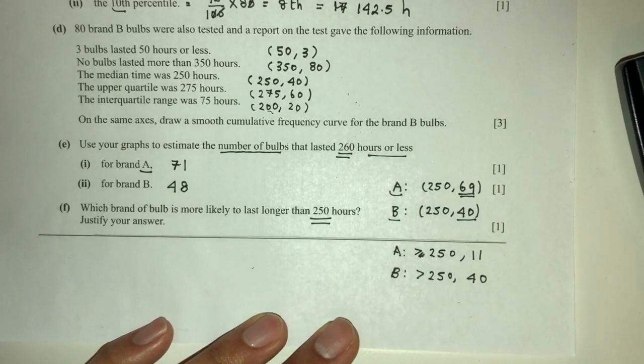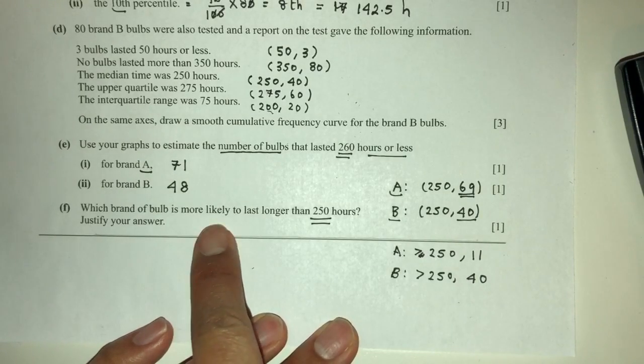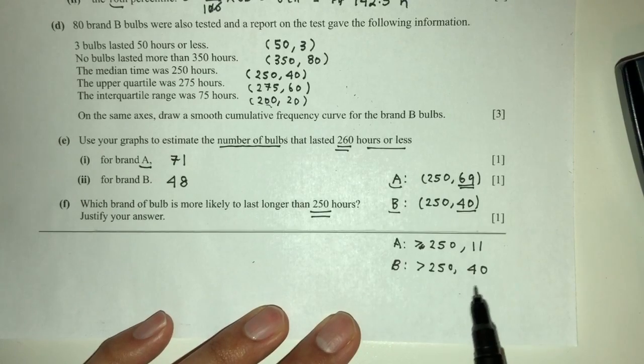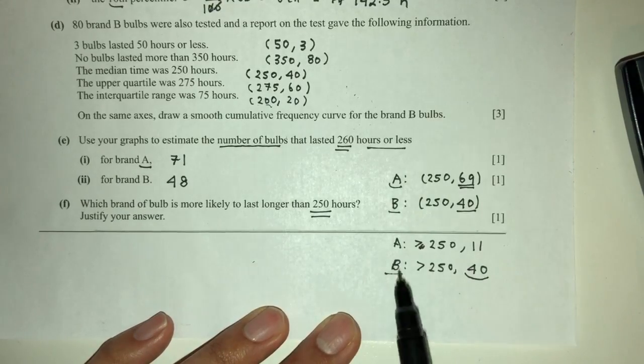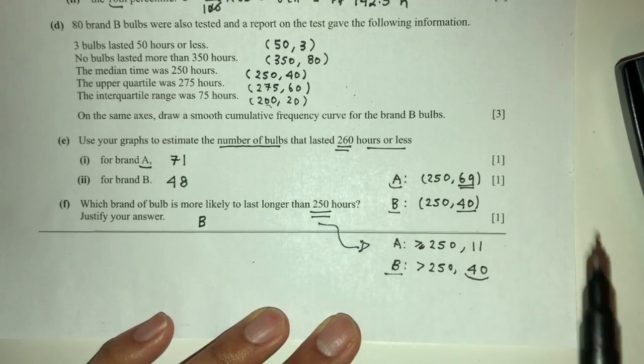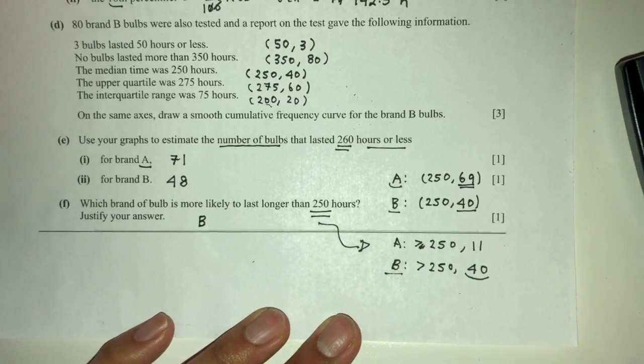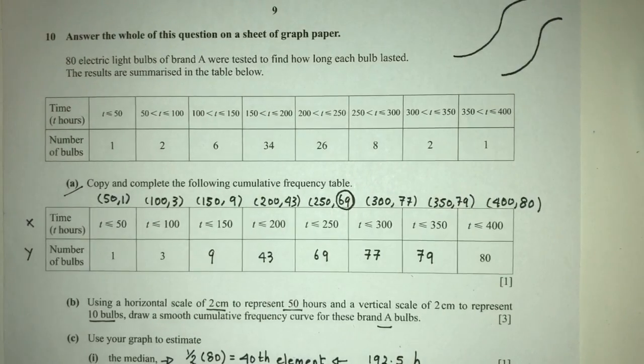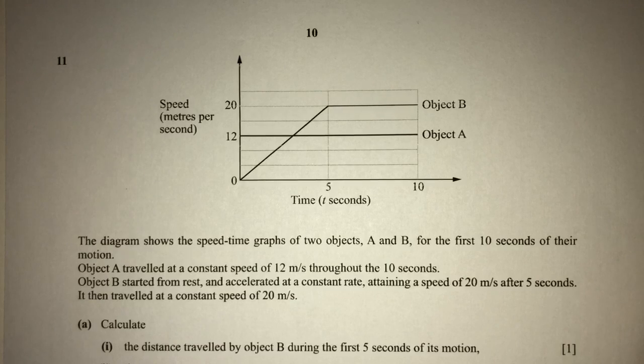So as you can see, it is very clear which brand will last longer. It is obviously we have 40 for brand B, so brand B will last longer. You can just show this work for your answer. Justify, show this, they will give you full marks. And that is your question number 10. Let's move on to question number 11.